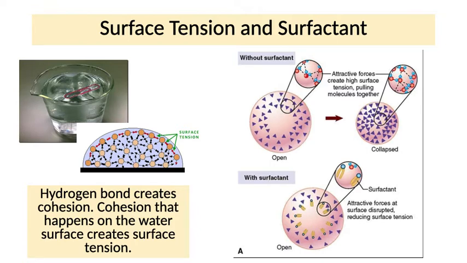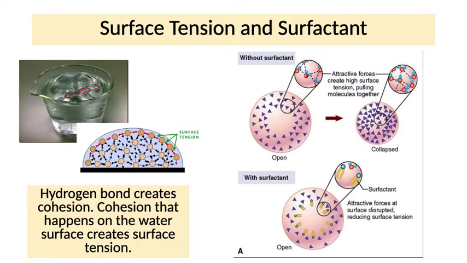Talking about surface tension and surfactant, I want you to review your topic 2 about biochemistry. At the beginning of the chapter, we learned together about the hydrogen bond between water molecules. I hope you still remember that the hydrogen bond also creates cohesion. And cohesion means the attraction between the same types of molecules. If cohesion happens on the surface of the water, it then creates surface tension.